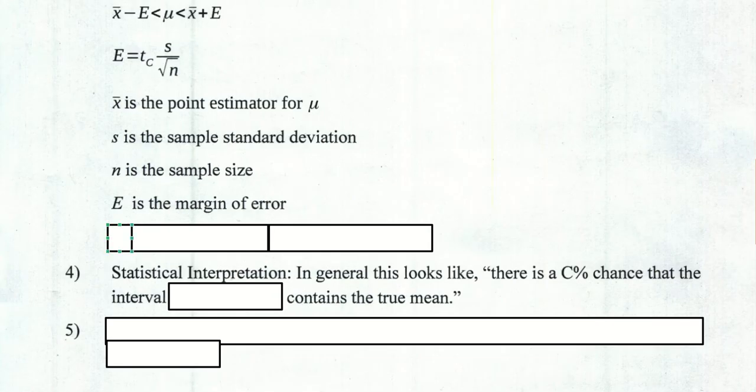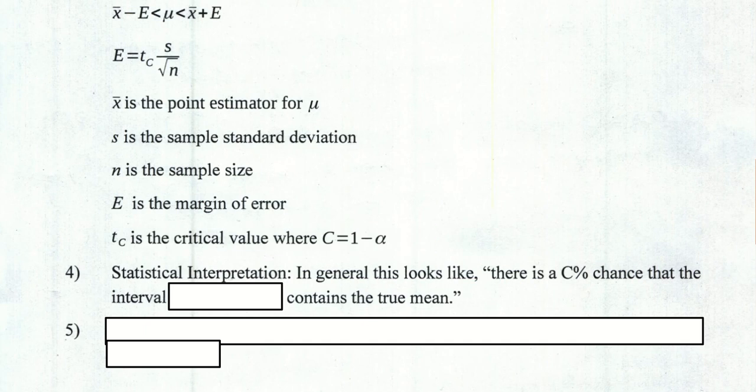Now, t sub c is our critical value. t sub c is a t-score, and it's a t-score because we do not know the population standard deviation. It's the critical value, and remember that it's the critical value where we get C from taking the complement of alpha. So that's also a bridge between a hypothesis test and a confidence interval. C, our confidence level, is the complement of alpha.